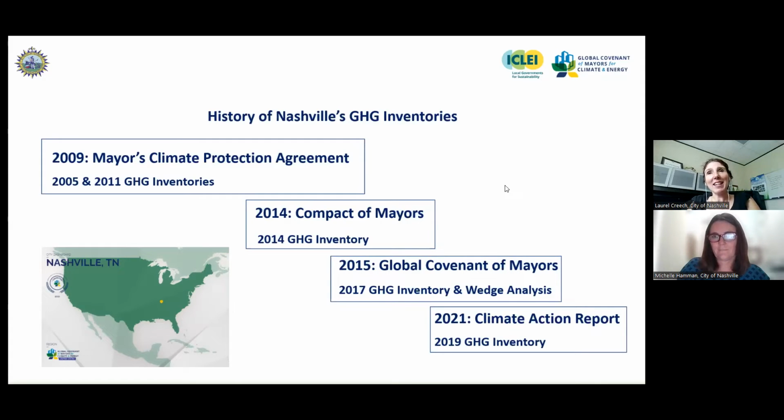And then the Climate Action Report was just released last year, and we just finished up our most recent inventory in 2019. You can see that it's about every 2 or 3 years, and we stay away from years that have anomalies. We also have been using the ClearPath platform since the 2014 inventory. So for 3 inventories, we've been using ClearPath.